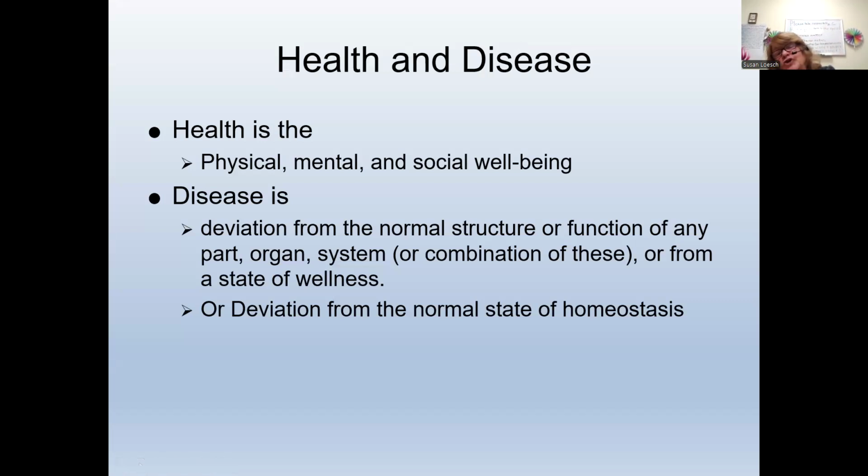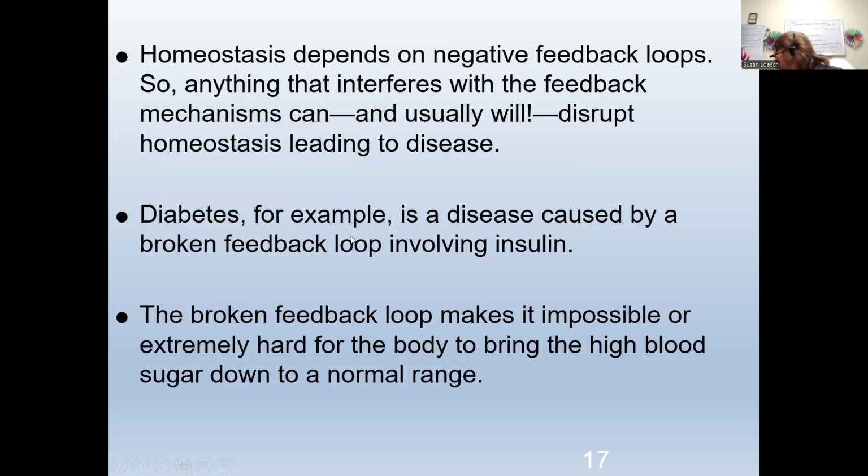Health is the physical, mental, and social well-being, where disease is the deviation away from the normal structure or function of any part, organ, or system, or combination of those. Homeostasis is that negative feedback loop. So anything that interferes with that feedback can and usually will disrupt homeostasis and lead to disease. So whenever those negative feedback loops aren't working because of some disruption, then you also are not going to be disease-free.